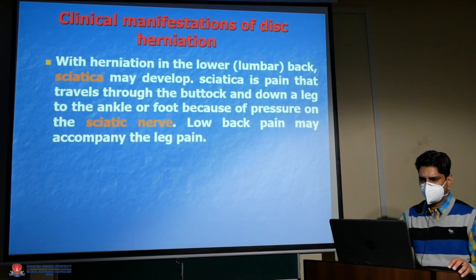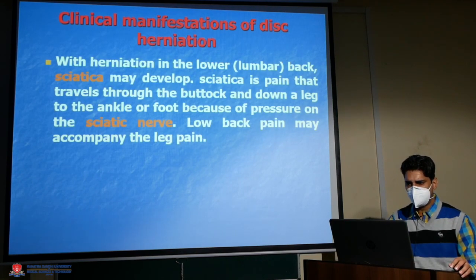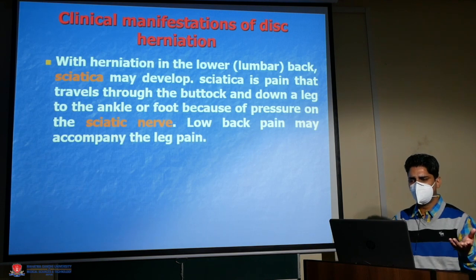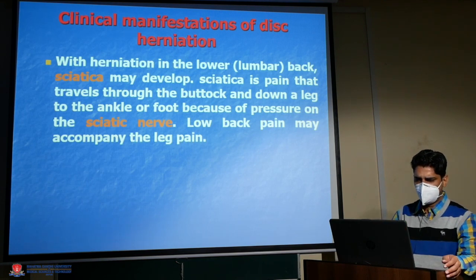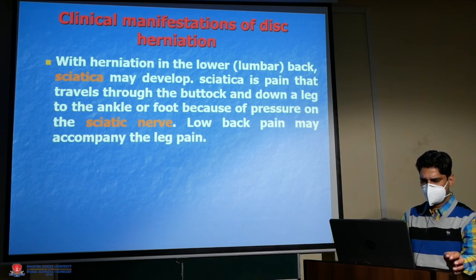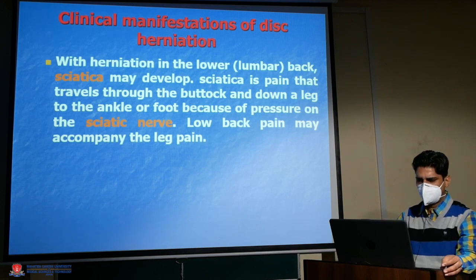Clinical manifestation: with herniation in the lower back or lumbar area, sciatica may develop. Sciatica is the pain that travels through the buttock and down a leg to the ankle or foot because of pressure on the sciatic nerve. The sciatic nerve is formed by the lumbosacral plexus, or lumbar and sacral nerve roots.